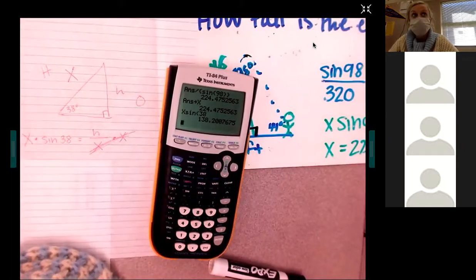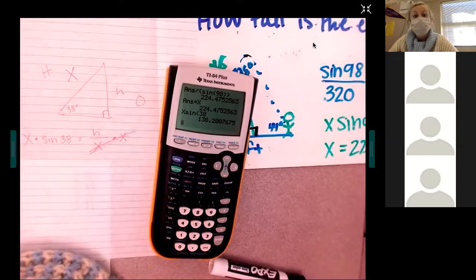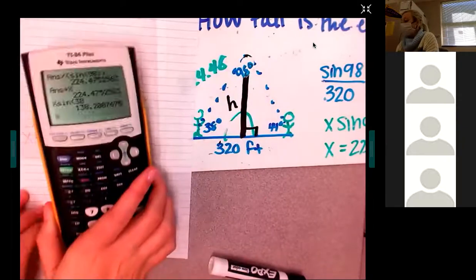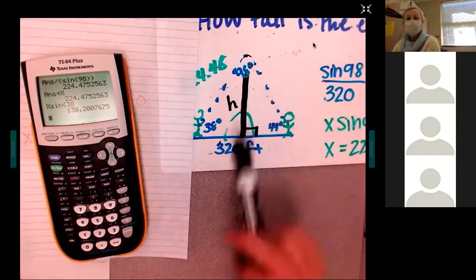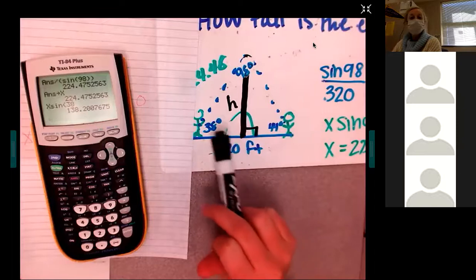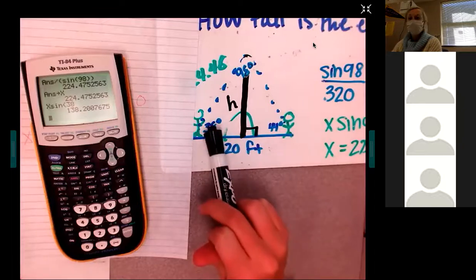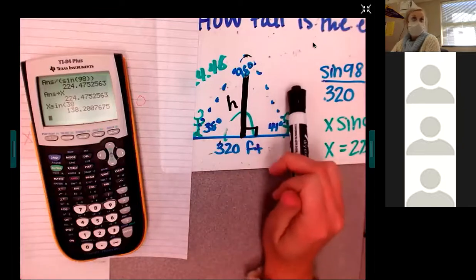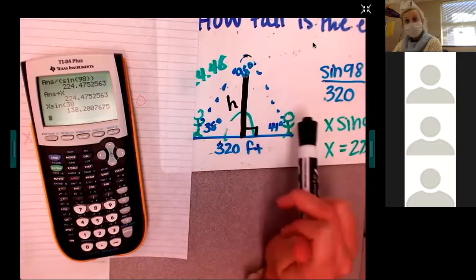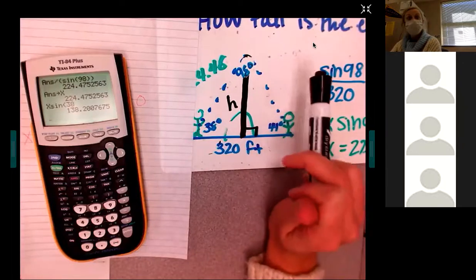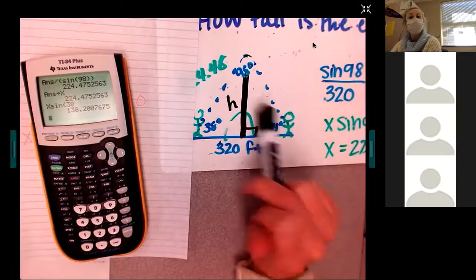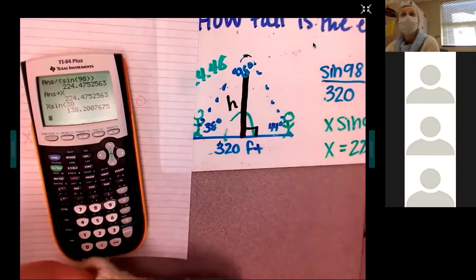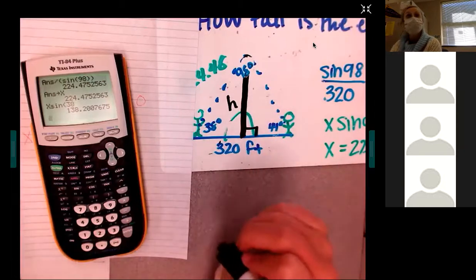What questions do we have? Can we use the other side as well? You can use the other side, you'll get the same thing. So if you used the other side from the very beginning, you do sine of 98 over 320 equals sine of 38 over X. You would solve that, get whatever this side would be, store it, and then you would still do sine, but because it's with a different angle, you'd end up with the exact same answer for that height. Good question.